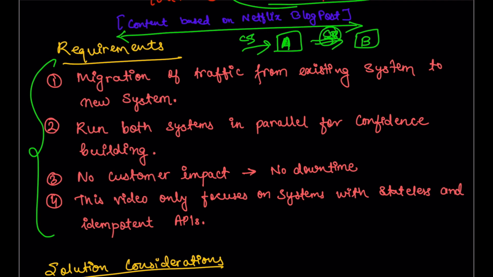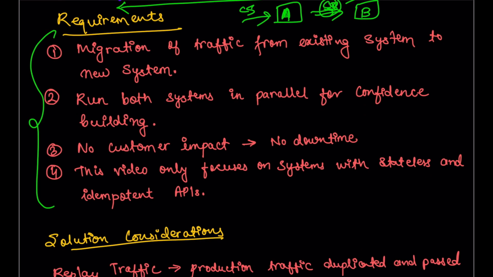So how can you actually do it? And it should be done without any downtime in the system, because the customer ideally should not know if there is any architectural change or what is happening in the backend. They don't care about it. We only care that the customer experience should not be impacted. So this is basically a requirement: migration of traffic from the existing system to the new system. This is the base requirement.